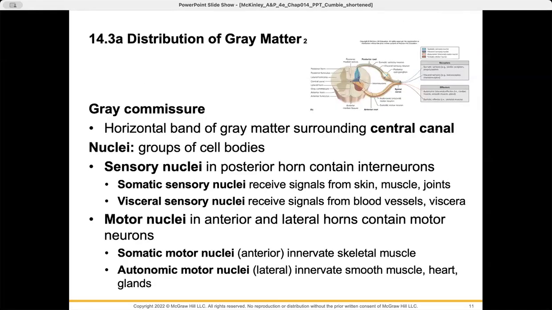There are a few other structures that we see. Gray commissure, which surrounds the central canal in the center where cerebrospinal fluid goes through. This is just areas of gray matter. And as I mentioned before, we call gray matter those neuron cell bodies, which in the CNS are called nuclei. And again, just to reiterate, sensory nuclei are found in the posterior horn, and motor nuclei are found in the lateral and anterior horns of the spinal cord.